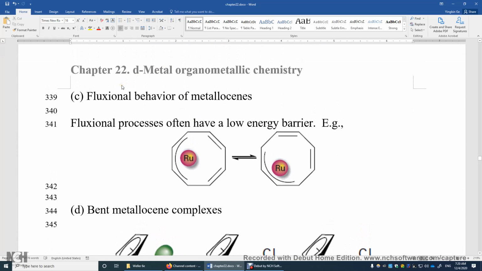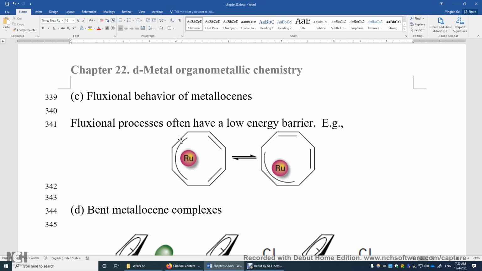Subsection C, fluxional behavior of metallocenes. Now let's look at these 2 metallocenes. You may wonder, how is this possible? Are you showing me an anti-aromatic planar cyclooctatetraene? 1, 2, 3, 4. Yes. If you have a planar cyclooctatetraene structure, it's anti-aromatic with 8 pi electrons.